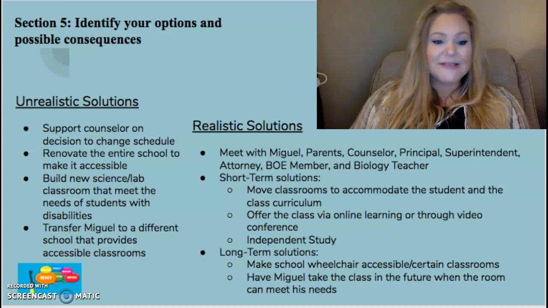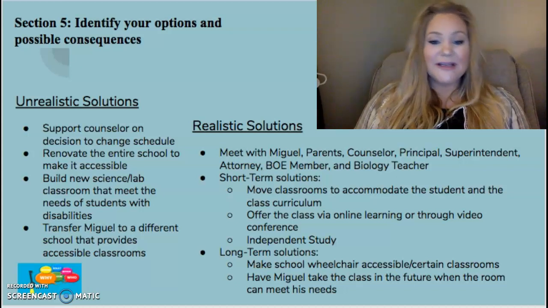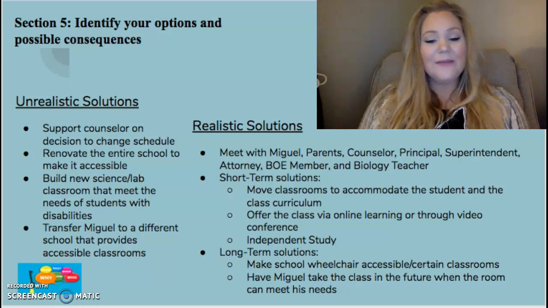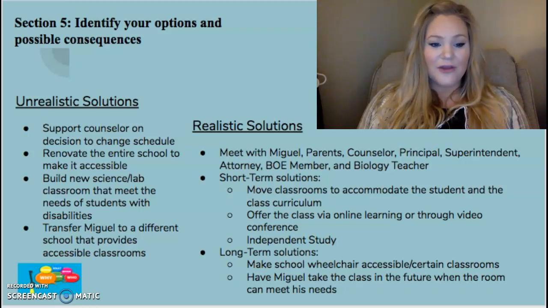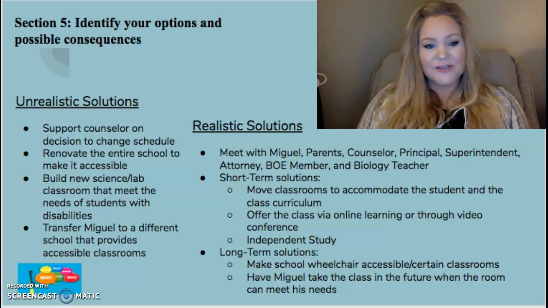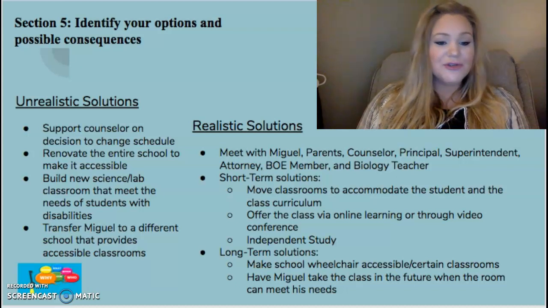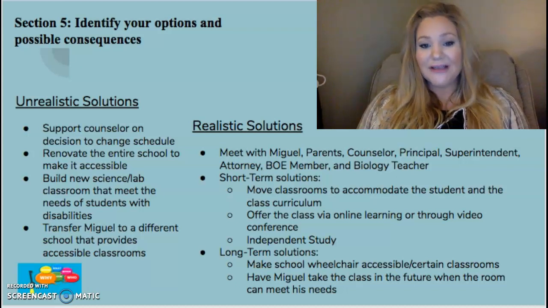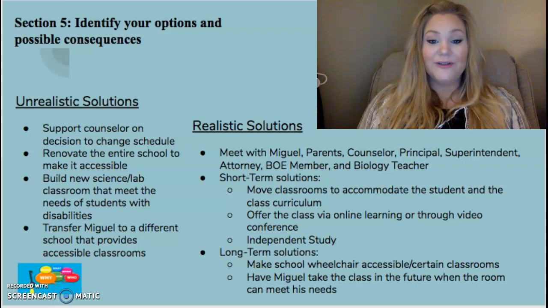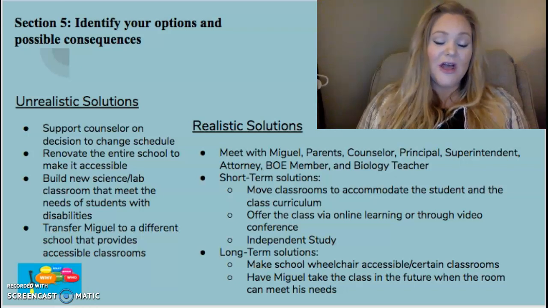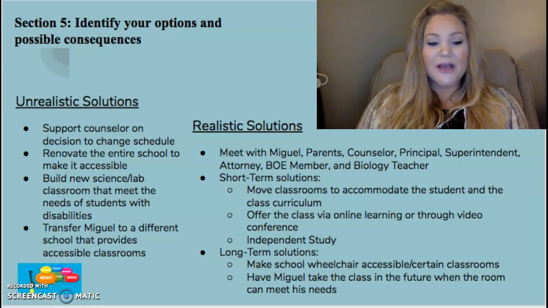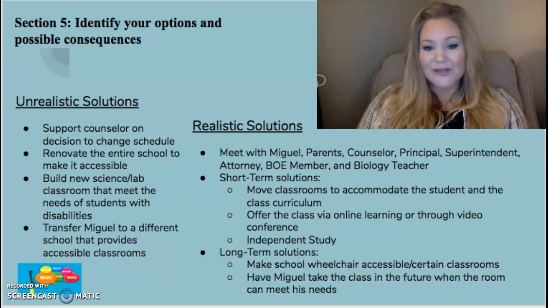That's unrealistic to me. Renovating the entire school to make it accessible: I said unrealistic because of time and funding. You wish that could happen overnight, but it's just not possible. Build a new science room or a new lab classroom that meets the needs of students with disabilities. Again, in a perfect world, yeah, let's get that going and have it done by next week, but it's just unrealistic. And then another unrealistic solution would be to transfer Miguel to a different school that provides accessible classrooms.